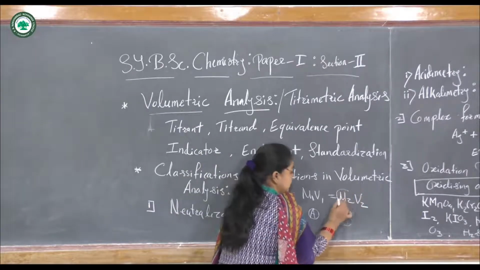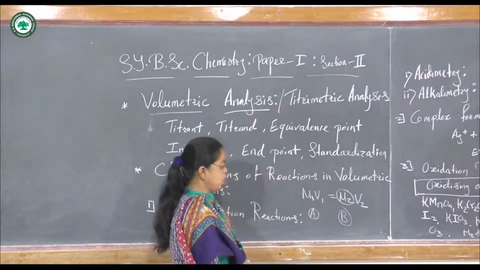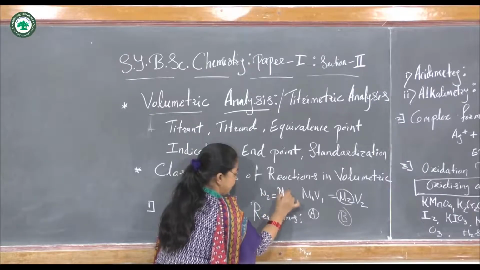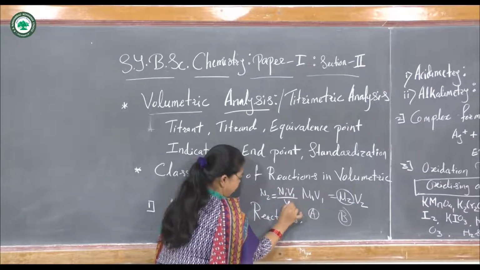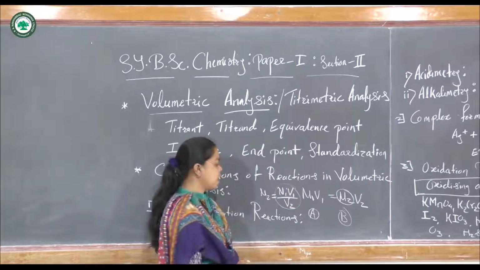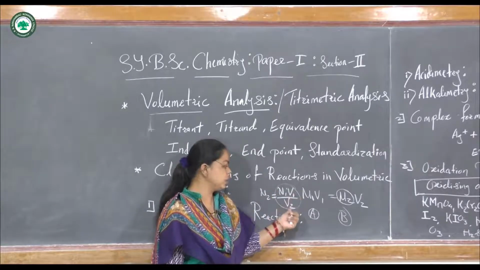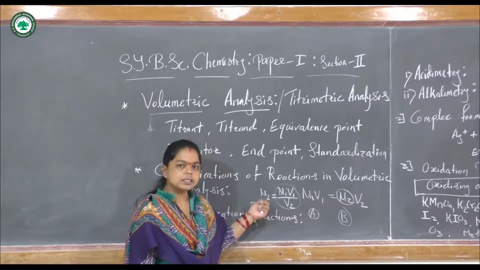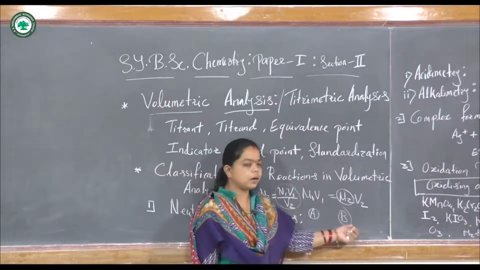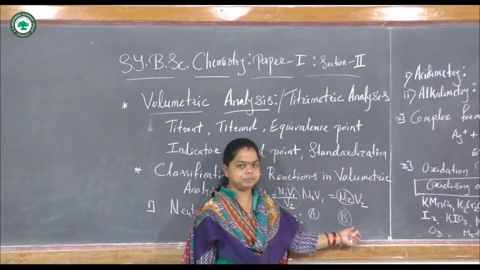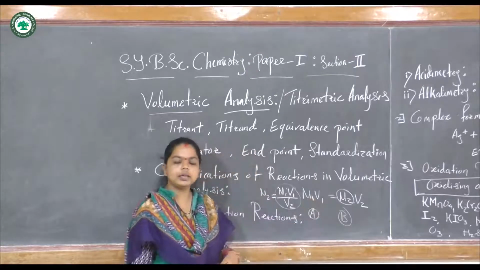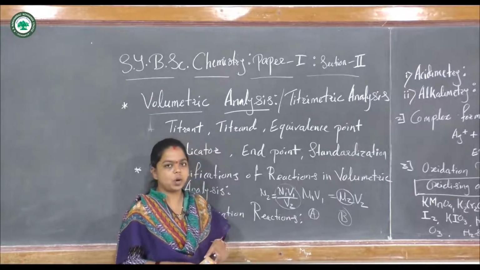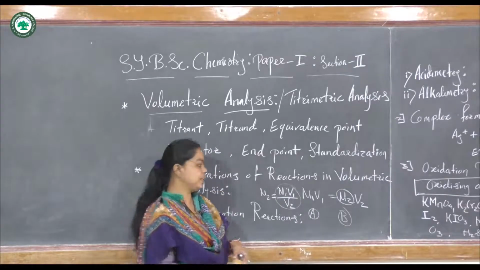So the unknown thing is N2. How can we determine this N2? N2 equals N1V1 divided by V2. All these quantities, N1, V1 and V2, are known, so we can determine the value of N2, that is the exact normality of the compound or solution or sample B. So normality or exact concentration can be determined. This method is called titration or titrimetric analysis.